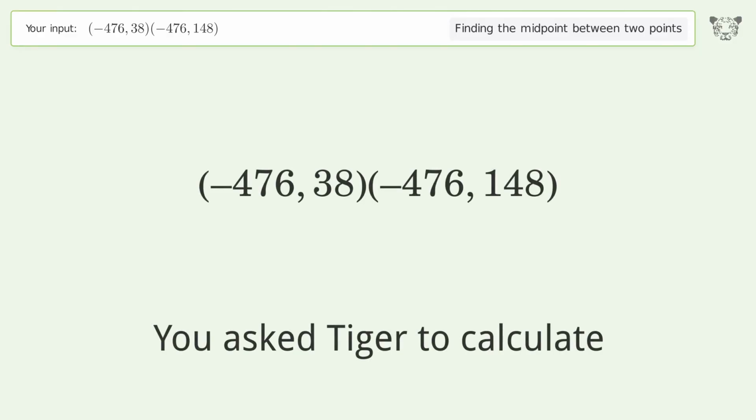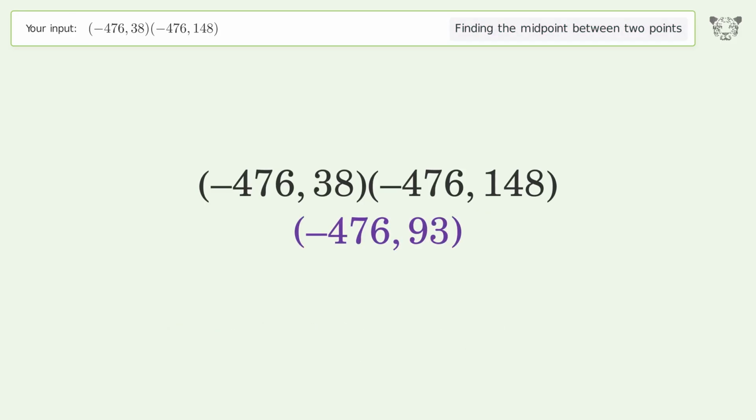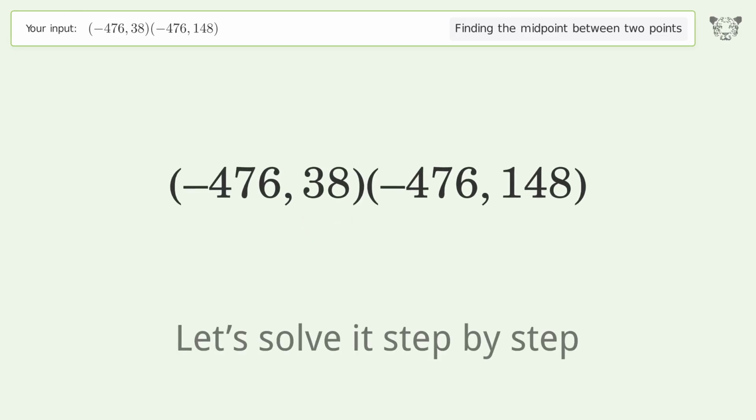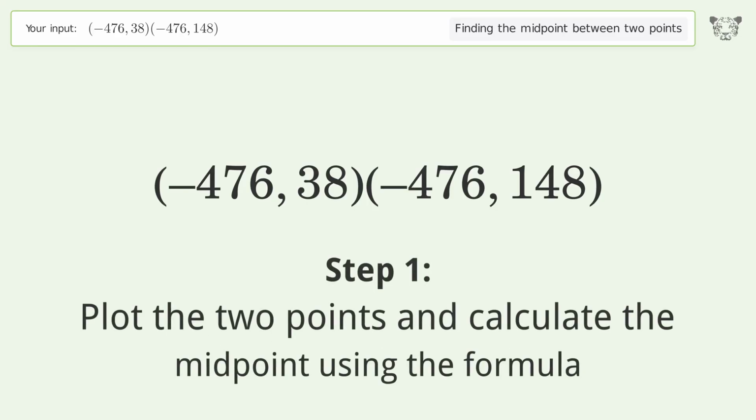You ask Tiger to calculate. This deals with finding the midpoint between 2 points. The midpoint between the 2 points is negative 476,93. Let's solve it step by step. Plot the 2 points and calculate the midpoint using the formula.